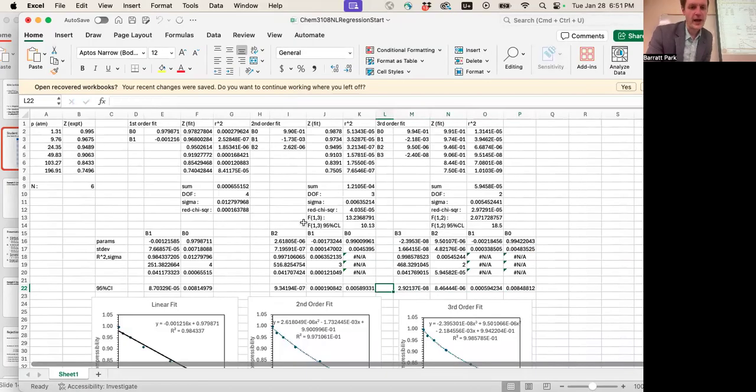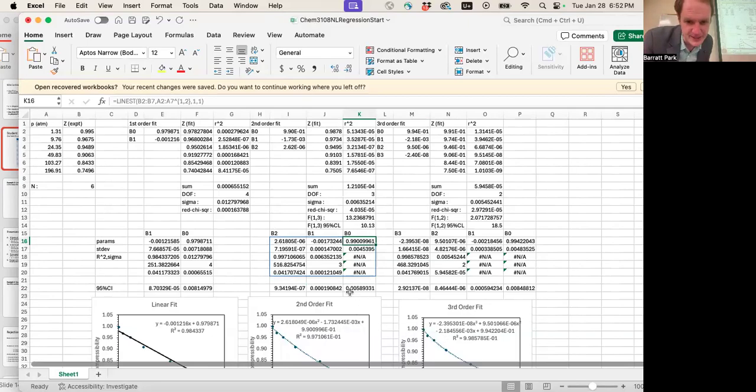Okay, so how would we report these final parameters? So usually we round the uncertainty to just one significant figure, and then we report the fitted parameter that we've obtained to the decimal place that contains the uncertainty.